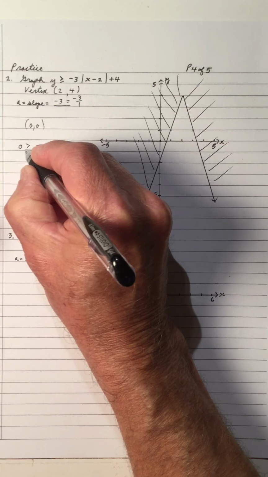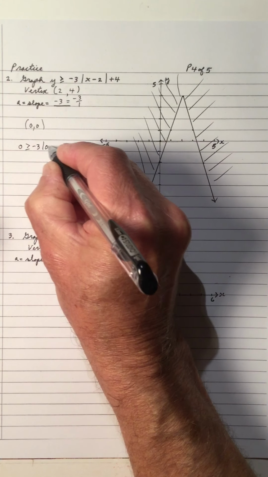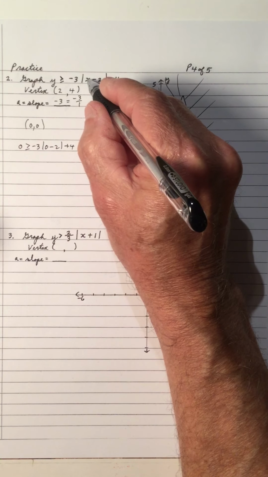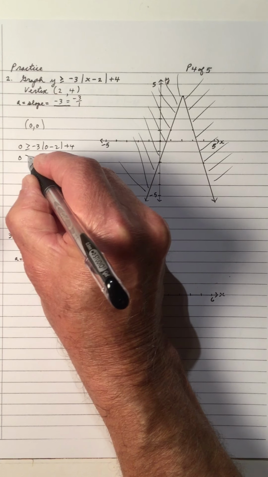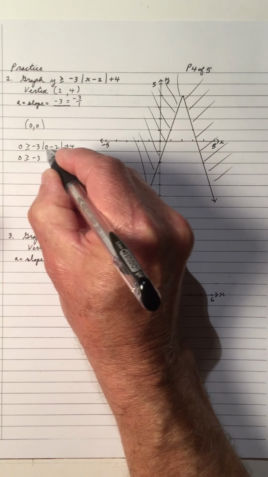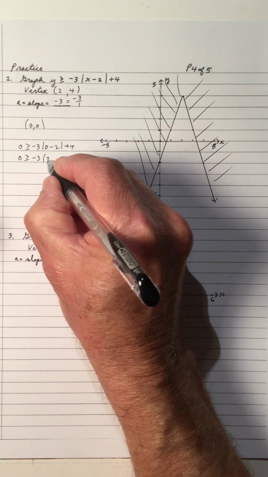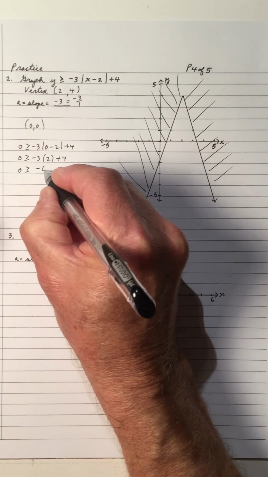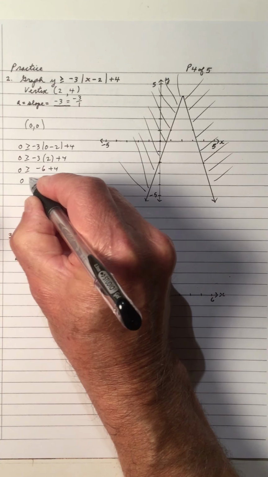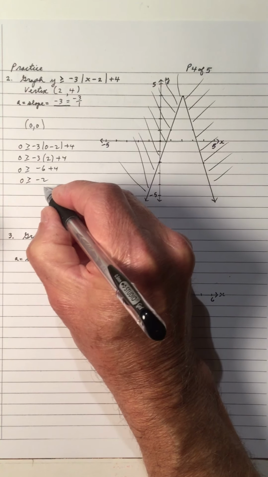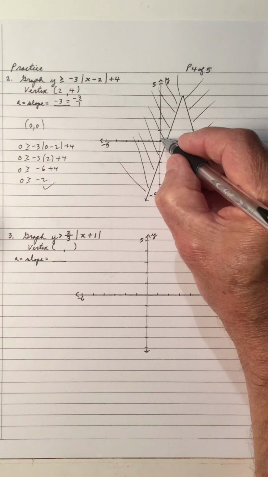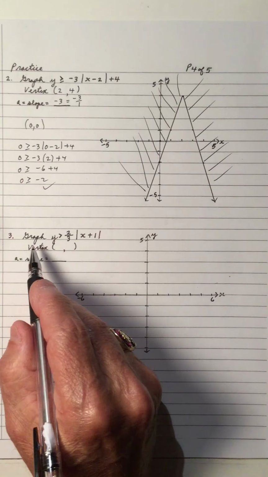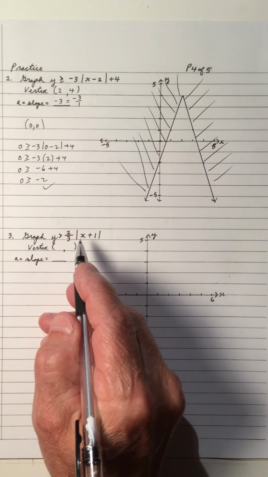So 0 is greater than or equal to negative 3 times the absolute value of 0 minus 2, plus 4. So I'm subbing 0 in for y and 0 in for x. 0 is greater than or equal to negative 3 times the absolute value of negative 2. Absolute value is 2. 0 is greater than or equal to negative 6 plus 4. 0 is greater than or equal to negative 2. That's true, so we're shaded above. Perfect.